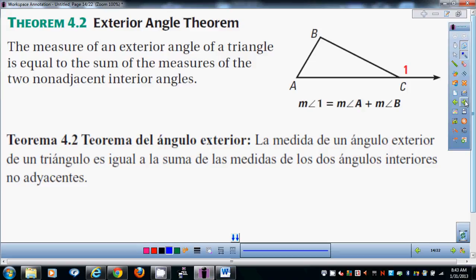Because these two form a linear pair. Let's look at this logically. Let's say this is 30. These are a linear pair. So what would angle 1 have to be? If this was 30, what would this have to be if they're a linear pair? 150. But what do all three angles of a triangle add up to? 180. So if they all add to 180 and this one is 30, how much is left for these two? 150. There's the logic behind it.